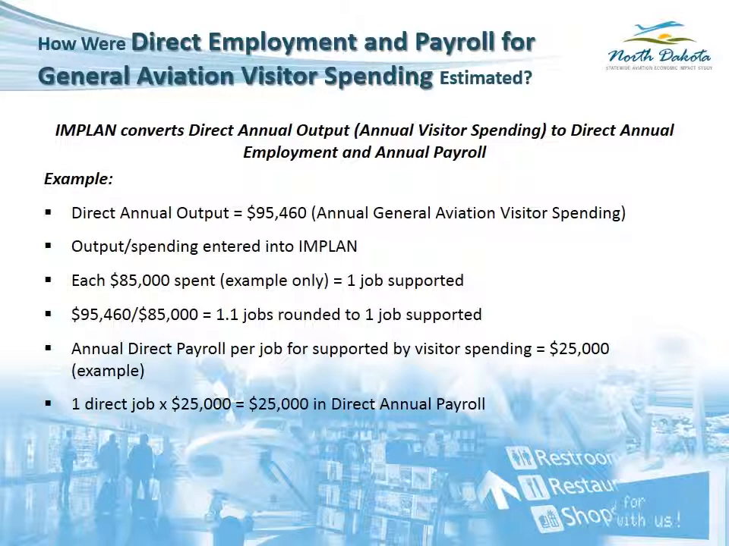For our example, we have $95,460 in direct output or annual general aviation visitor spending. The input-output model is again used to determine the number of jobs and payroll this spending supports. In this example, the model indicates that $85,000 in visitor spending supports one job. So in our example, $95,460 divided by $85,000 shows that the spending supports one full-time job. This job is most likely in the hotel or food services industries and has an average salary of $25,000.